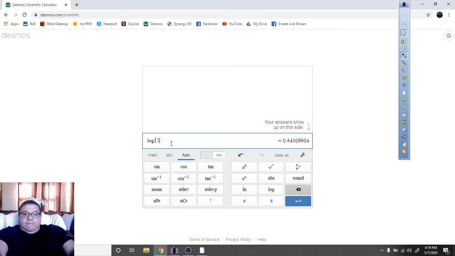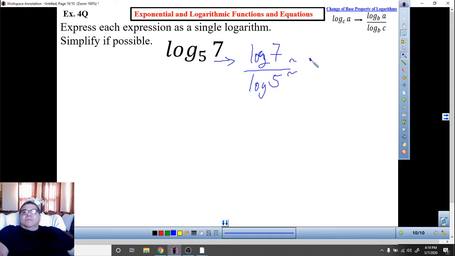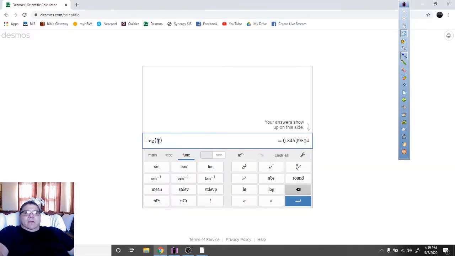Log 7, that's 0.845, 0.845 over log 5, 0.699. I want to do 0.699, and I'll leave it at 0.699.